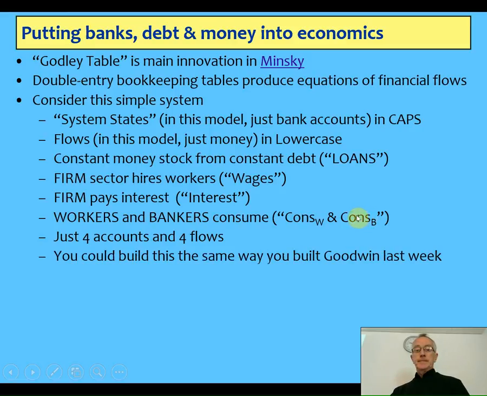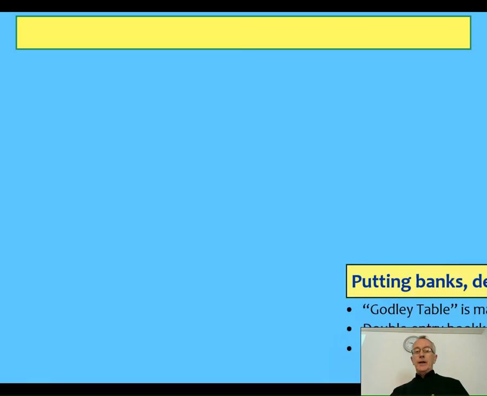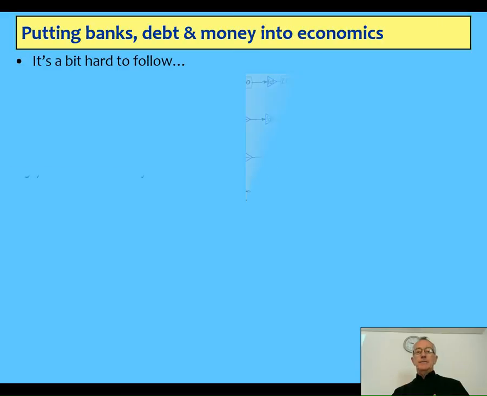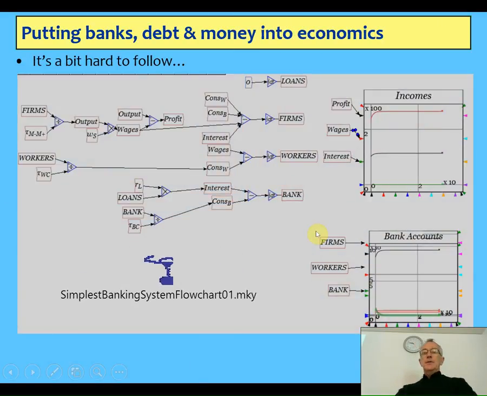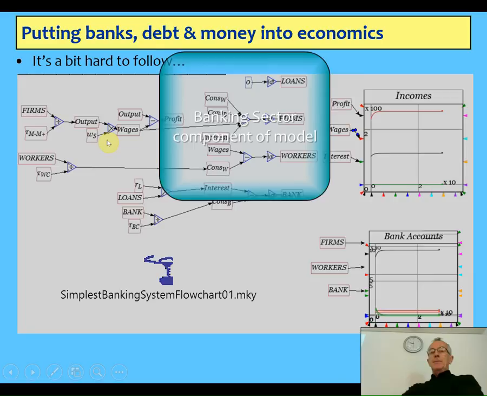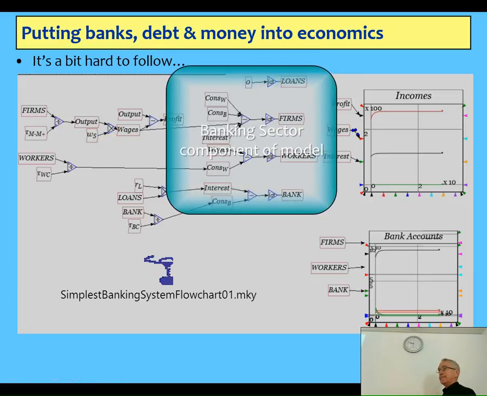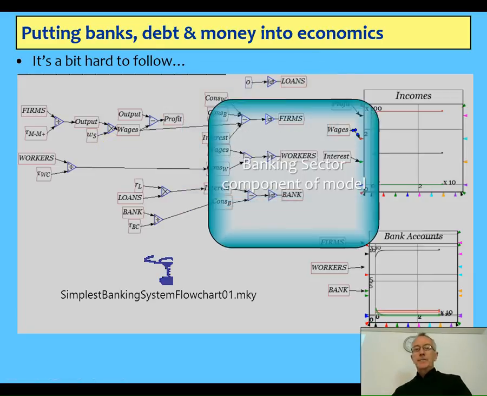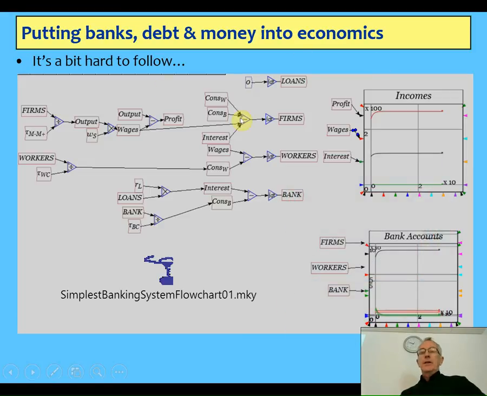Okay. Now you could build that using the flowchart approach I showed you last week. And what it would look like is this. So, do you all understand that? Now, this part over here is defining the terms, but the banking bit is that bit there. And take a look at it. I've got nothing happening with loans. Okay. I've got the rate of change of firms being consumption by workers plus bankers minus interest payments.